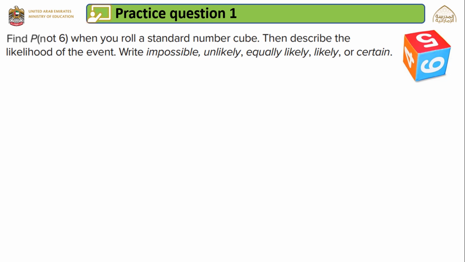Find the probability of not 6 when you roll a standard number cube. Then describe the likelihood of the event. Write impossible, unlikely, equally likely, likely, or certain.